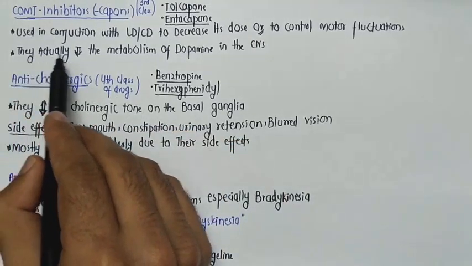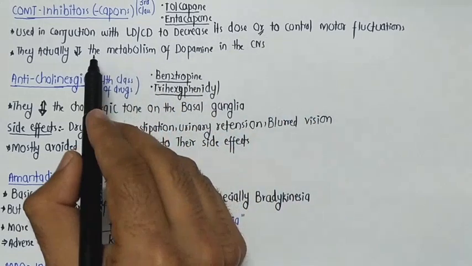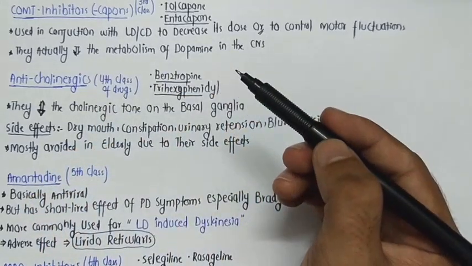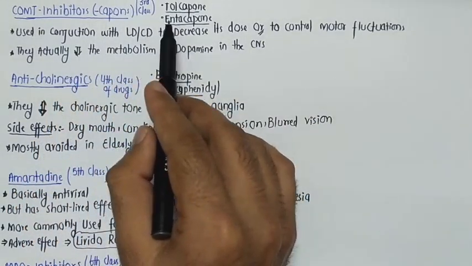So they actually decrease the metabolism of dopamine in the central nervous system. This is the mechanism of action of the COMT inhibitors, tolcapone and entacapone.